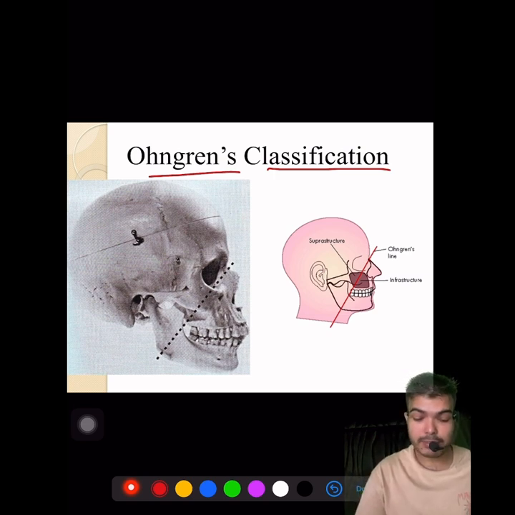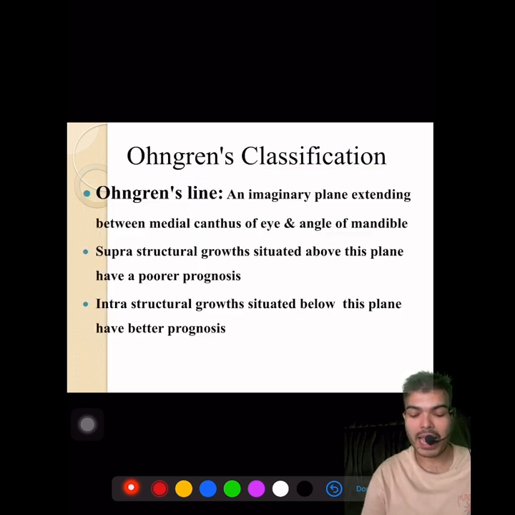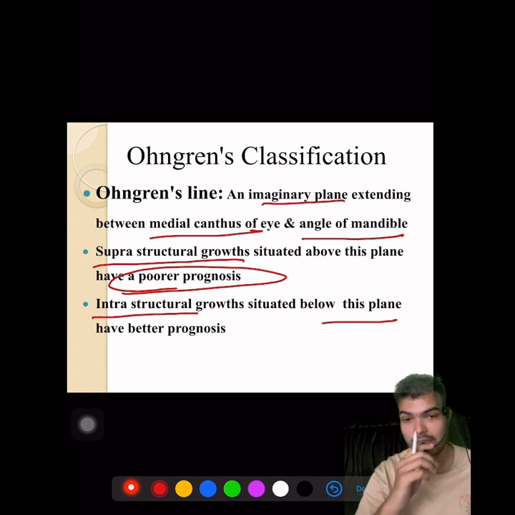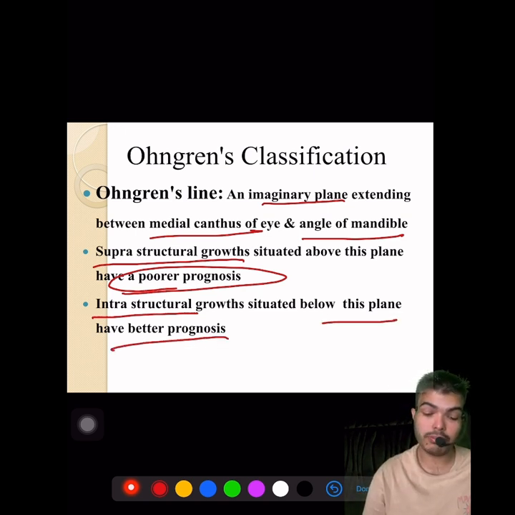So it is an imaginary plane extending from the medial canthus of the eye to the angle of the mandible. Suprastructure growth situated above this plane has a poorer prognosis. Infrastructure growth situated below this plane has a better prognosis. These are actually the prognostic markers for sinonasal tumor.